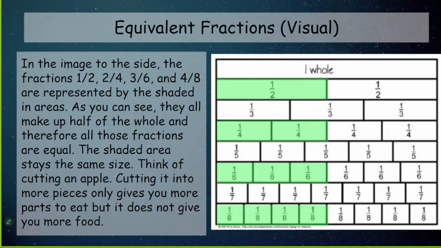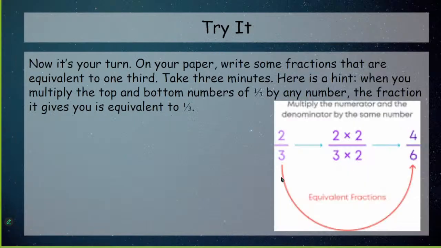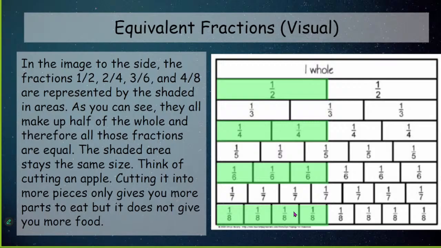Now we'll learn about equivalent fractions. In the image to the side, the fractions 1/2, 2/4, 3/6, and 4/8 are represented by the shaded areas. You see how half of the whole is shaded in green, and then 2/4 of the whole is shaded in green, and so is 3/6 and 4/8. 4/8 are shaded in, 3/6 are shaded in, and 2/4 are shaded in, as well as 1/2.